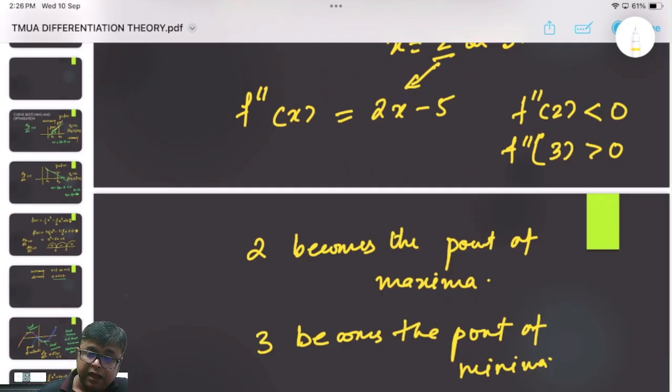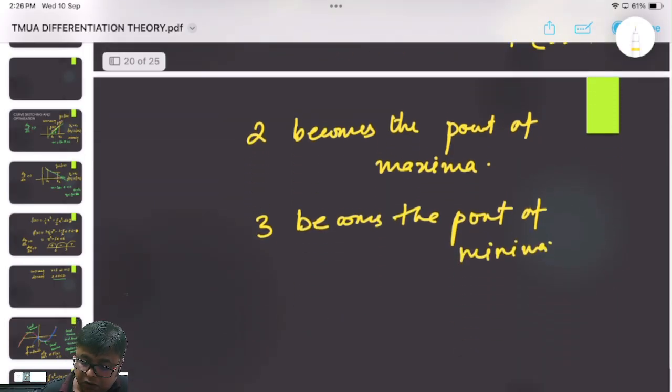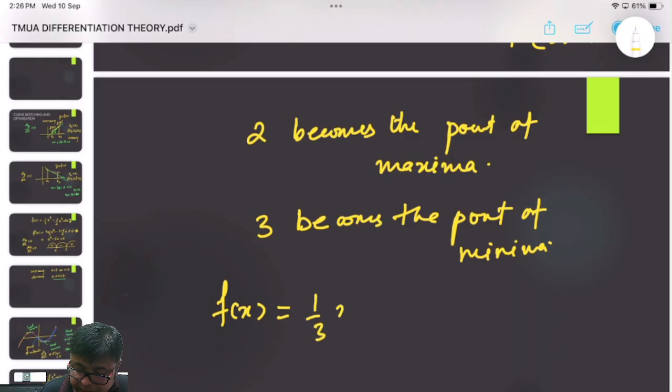Now let us understand, if I have to trace this curve, if I have to draw this curve, this is very important for TMUA. So how do I draw it? Because we do not have a graphing calculator with us. So to draw this curve, I have to find the value at f of 2. My function again, I am writing it once again, is 1 by 3 x cube minus 5 by 2 x square plus 6x minus 7.